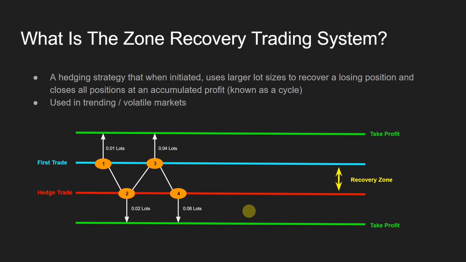So then it can either hit the take profit target, then all 4 trades will close out at a profit, or it can continue. And this is basically how the zone recovery system works.